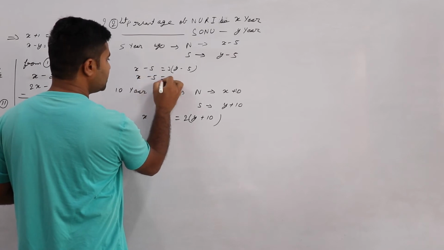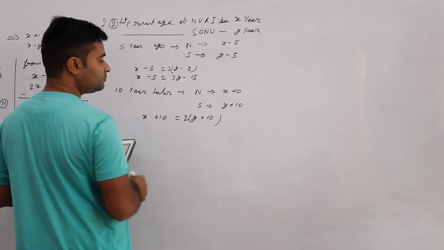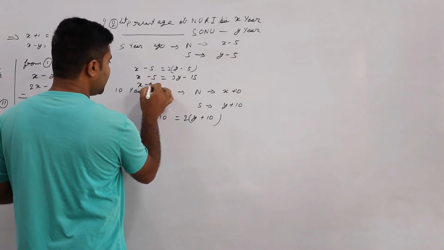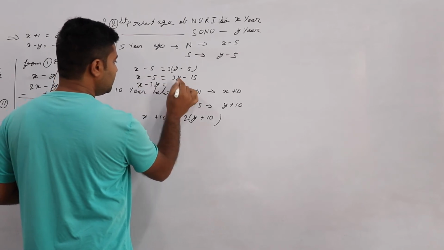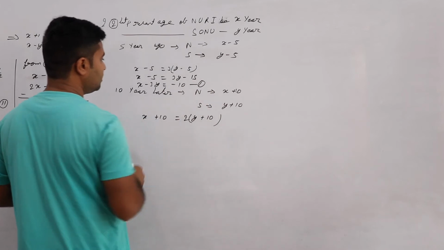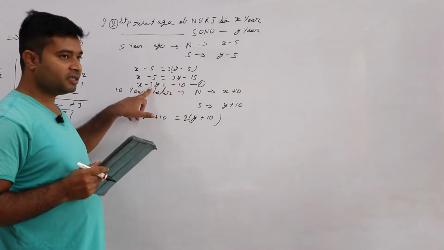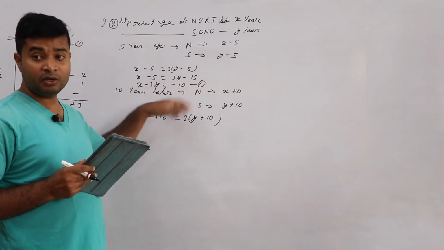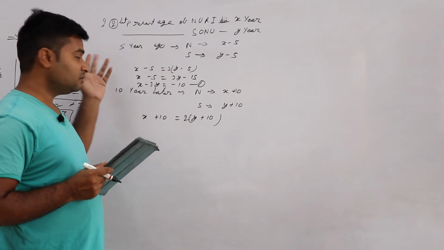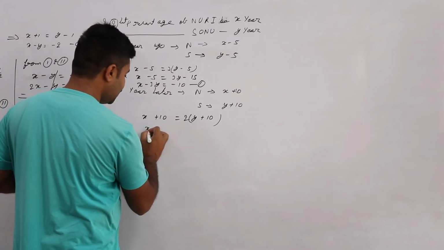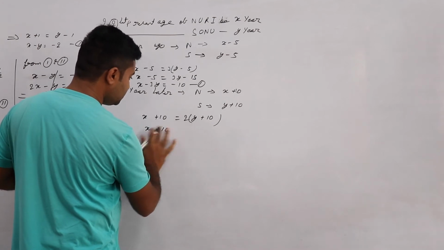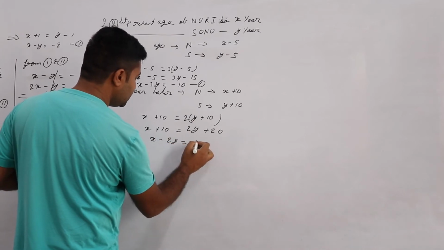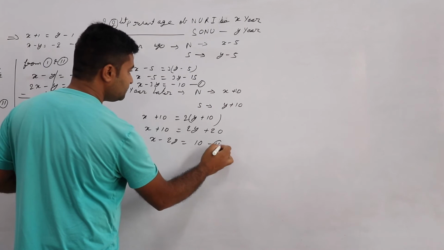Here is one equation, here is one equation. So here what becomes? x minus 5 is equal to 3y minus 15. Bring 3y this side, so x minus 3y is equal to minus 10. Correct? Minus 5 plus 5. Every question has to say this only to you people. So x plus 10 is equal to 2y plus 20. x minus 2y is equal to plus 10. Here we get equation number 2.